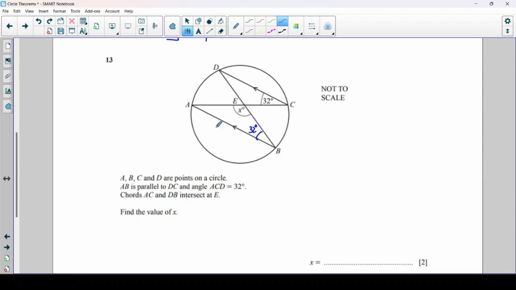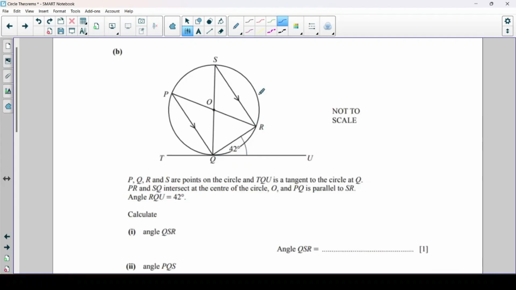But then the fact that they're parallel lines means we can also use alternate angles. So that one is also equal to that one there. So this one is also 32 degrees. And then we've got two of the three angles in a triangle. So let's do 32 add 32, which is 64. And then to find the missing angle, we're going to do 180 take away 64, which is 116 degrees.